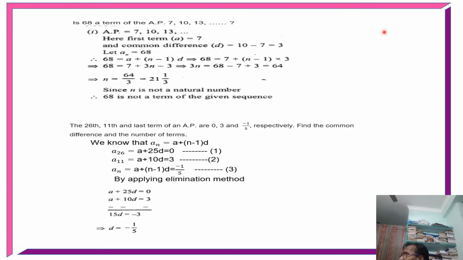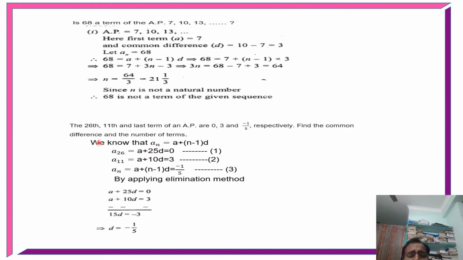In this way, we can check whether the given term is possible in the given AP or not. So students, let us go with another example, another application of AP. It is given that the 26th, 11th and last term of an AP are 0, 3 and minus 1 by 5 respectively. Find the common difference and number of terms. Number of terms means n.